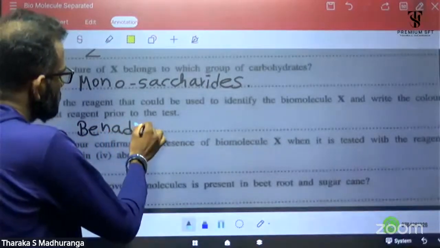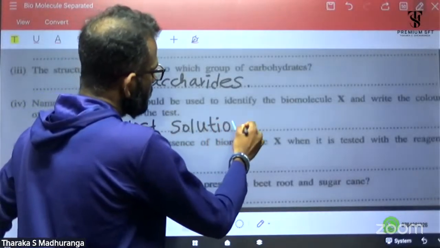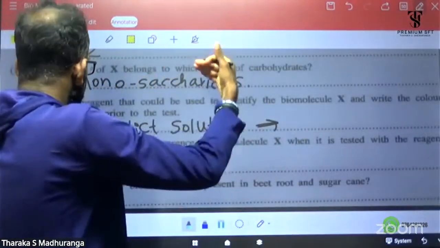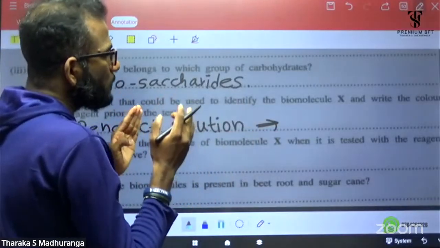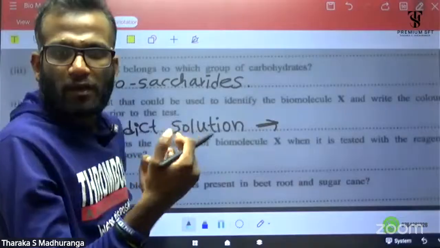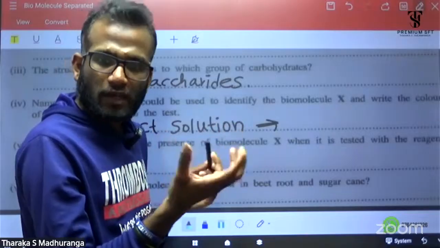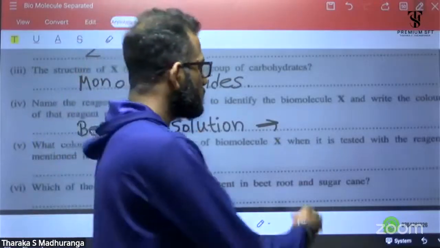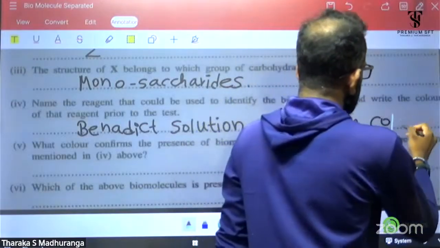Benedict solution, or reagent. Actually, this is not the whole answer. The Benedict solution was asked previously. Now this part additionally asks to write the color of the reagent prior to the test, that is, the color before doing the test. What is the color of Benedict? It is blue in color.